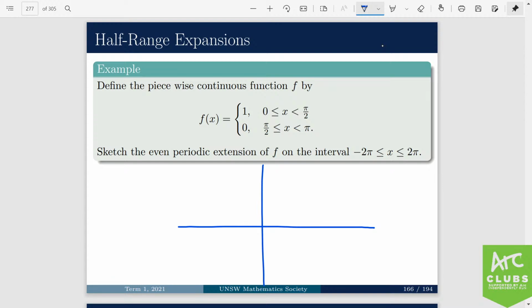So if we call this pi on 2, this is our origin, this is pi, this is 1. So between 0 and pi on 2, we got this, and then open circle, and then between pi on 2 and pi, we got closed circle, open circle. Great. That should be pretty straightforward. Again, for any questions, even about the little open and closed circles, let me know.